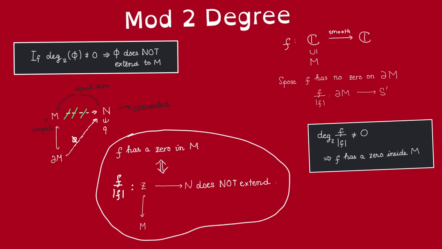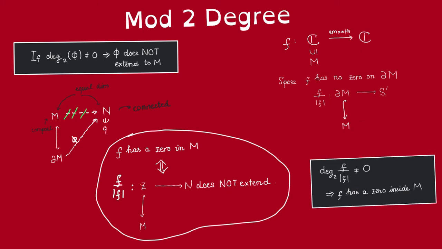Now, from this discussion here, we know that degree of this map being non-zero implies that we do not have an extension. There is no map here completing this commutative triangle. But then, as we have mentioned before, this means that f must have some 0 in M, because if f doesn't have any 0, then naturally this is a map on M. So see, from a few seemingly very simple ideas, we got a very cute theorem.